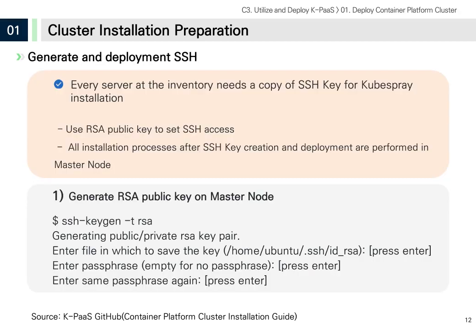The next step is to create and deploy SSH. For a KubeSpray installation, SSH keys must be copied to all servers in the inventory. We'll use an RSA public key to set up the SSH connection. Before proceeding with the steps, it is important to note that all installation processes after SSH key generation and deployment must be performed on the master node. First, enter the command to generate an RSA public key on the master node.